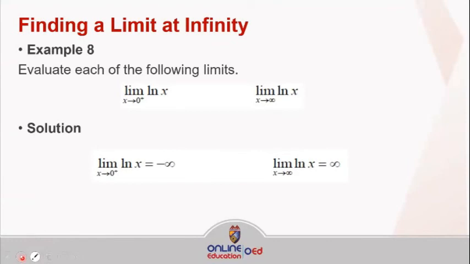For the example number 8 naman, so ito yung shortcut lang din siya. Let's say we need to know the value of the limit of ln x, where x is approaching 0 positive, and the limit of ln x where x is approaching infinity. For the first, we have the limit of ln x where x is approaching 0 positive. Yung value niya daw is negative infinity. And then for the limit of ln x, we have the infinity where yung x natin is approaching infinity.